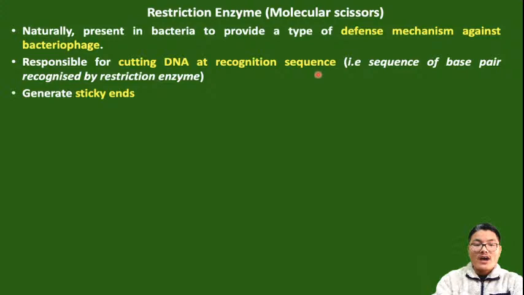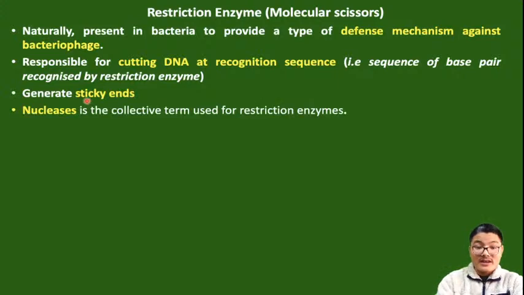So after cutting the DNA at the recognition site or restriction site, we are going to get sticky ends of DNA. Sticky ends means ends of the DNA which can join easily. Sticky means something which can stick easily, something which can join easily, right?